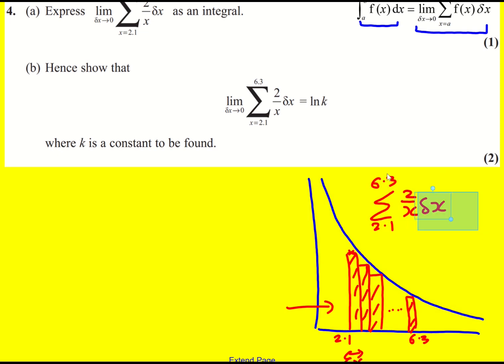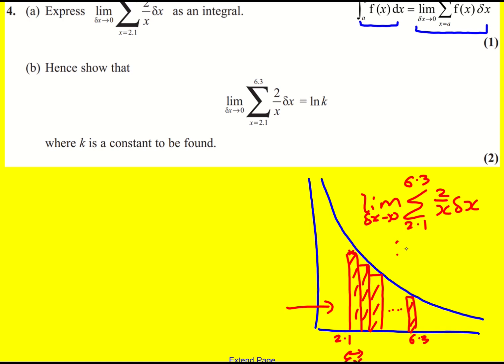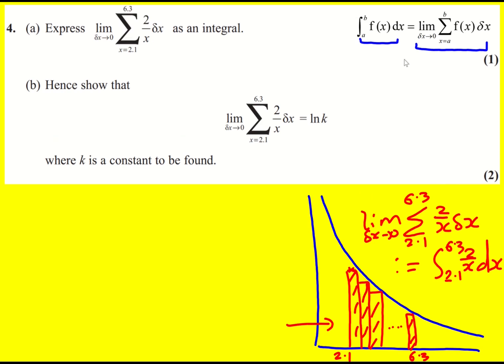Now, if I reduce the width of delta x, then I'm going to get a better and better estimate. So we let delta x approach 0. And that is what we then define to be an integral from 2.1 to 6.3. And it's actually another bit of maths that then shows that that is the antiderivative, the opposite of differentiating. But I'm just trying to explain roughly where this comes from.